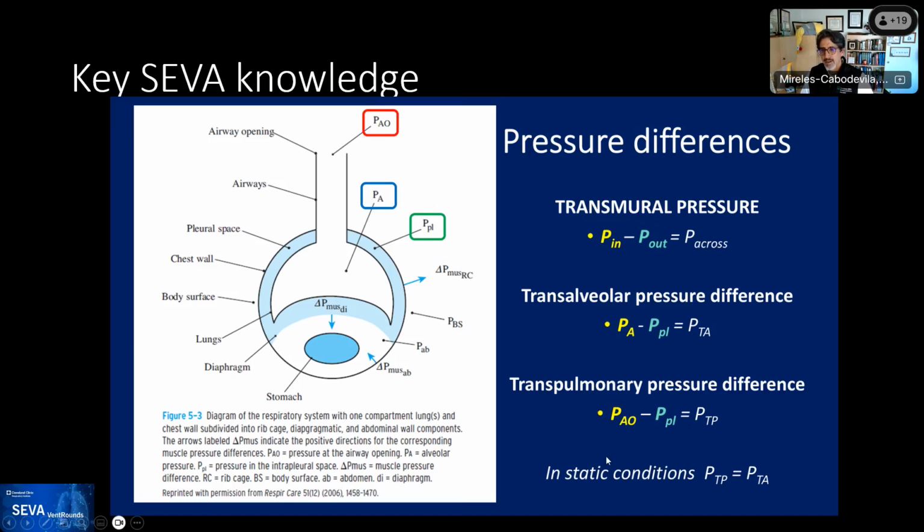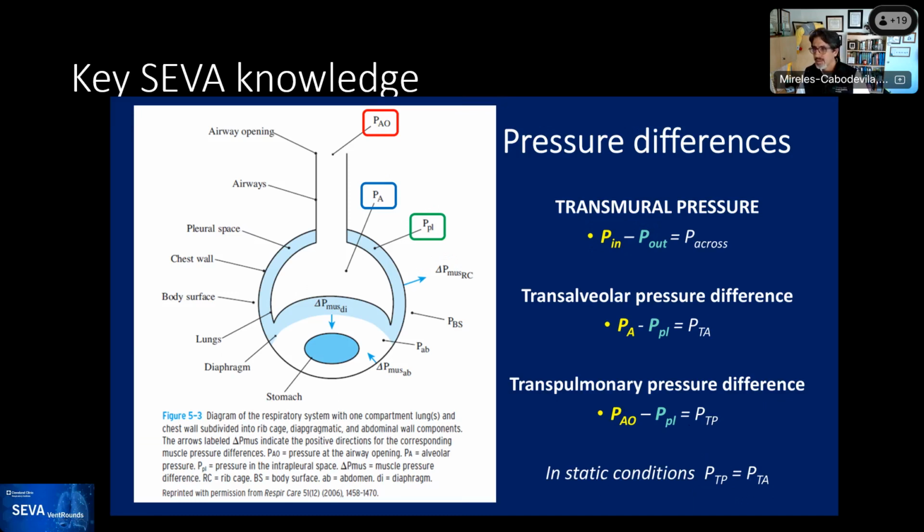And in the majority of static conditions, there are certain circumstances in which it doesn't, the transpulmonary pressure will be equal to the transalveolar pressure. Meaning when there's no flow and the valves are closed on the ventilator, these two will be very close.